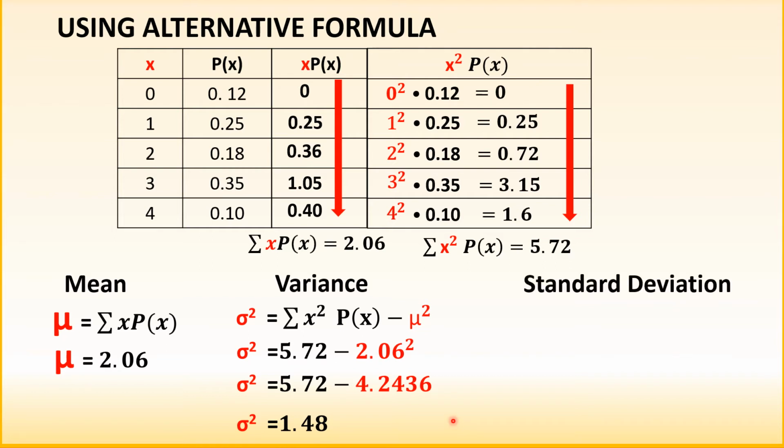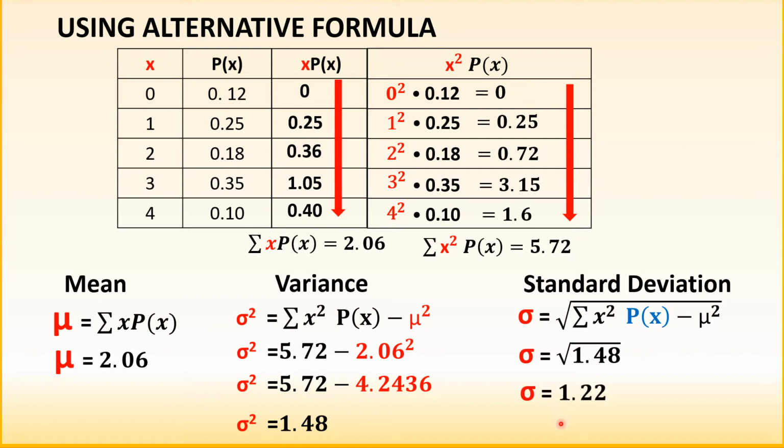Let's go to the standard deviation. So, standard deviation, so, square root lang siya ng variance natin. So, ang variance natin ay 1.48. We're going to get the square root of that. So, standard deviation is equal to 1.22.